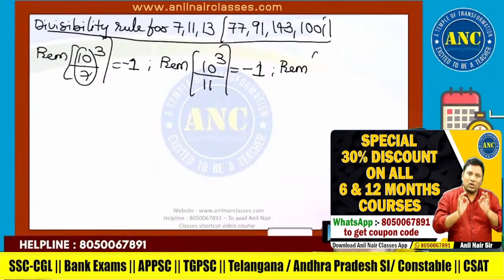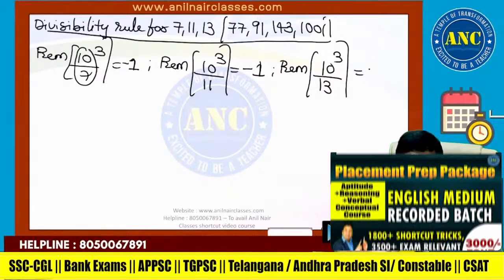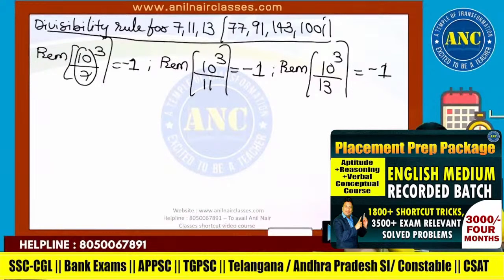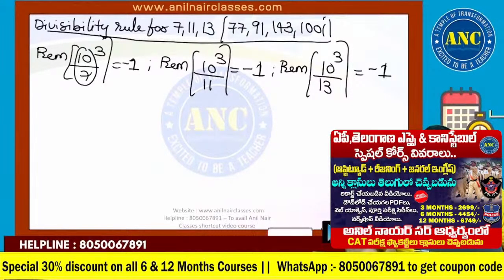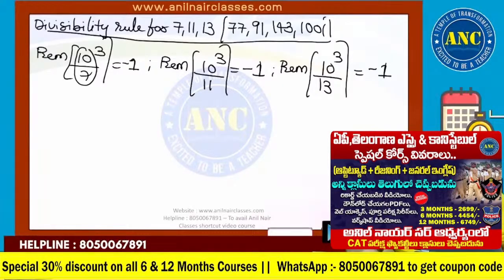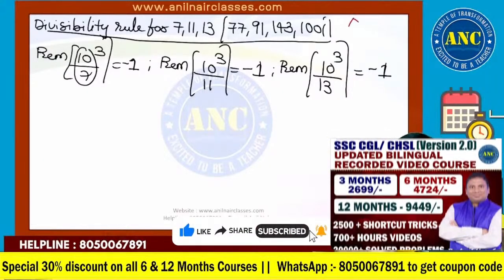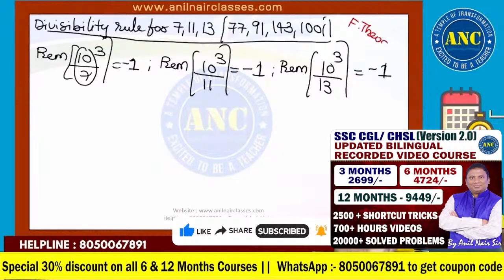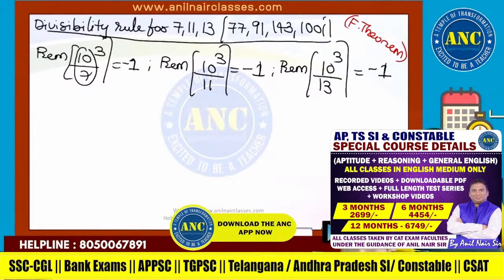Similarly, 10 cube divided by 13: 13 ones are 13, remainder minus 3. Minus 3 cube is minus 27, which is nothing but minus 1. According to Fermat's theorem, a power p minus 1 when divided by p, remainder will be 1. From that it is derived. In case you want to know, this is a derivation from Fermat's theorem.